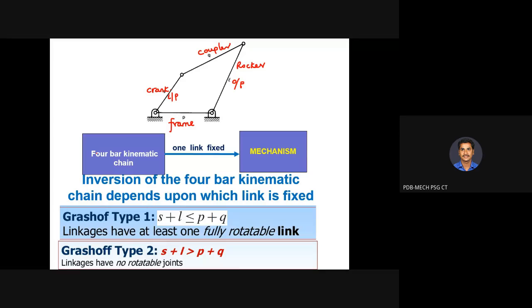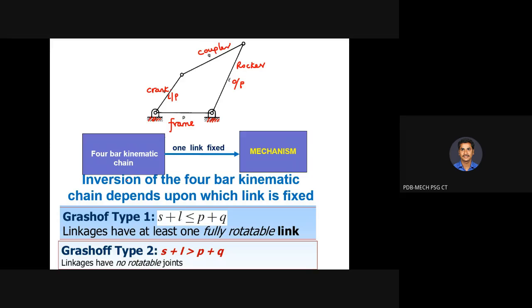In order to have a mechanism, at least one of the links should be fixed. Here the frame is assumed to be fixed. So now we get a mechanism whenever we give input to the crank, so that we can extract some predictable output in the output link, that is the rocker. We also discussed the different inversions of the 4-bar mechanism. Inversion means fixing one link and observing what motion happens on the other links.